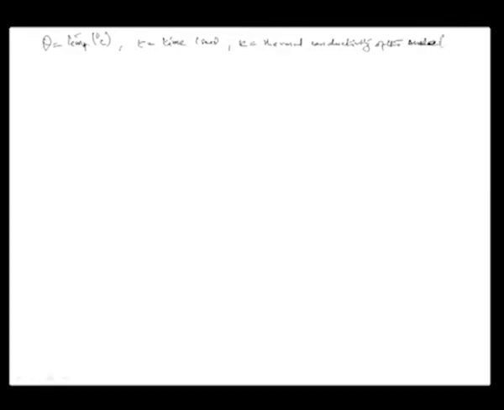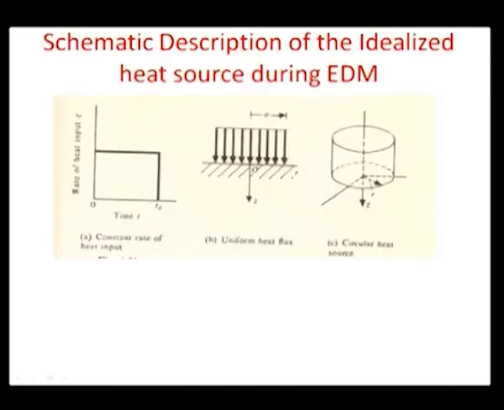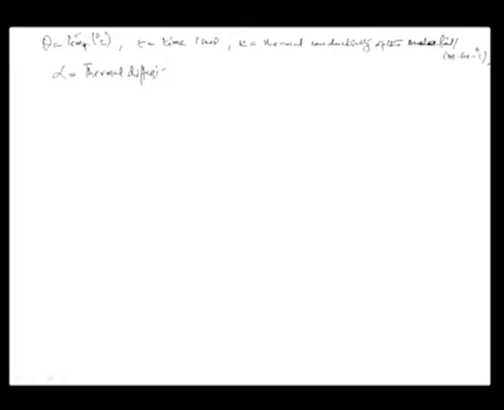This can be assumed to have units of calorie per centimeter second degree Celsius, and let us assume a thermal diffusivity alpha, again of the workpiece, and as you all know, thermal diffusivity has the units of centimeter square per second.